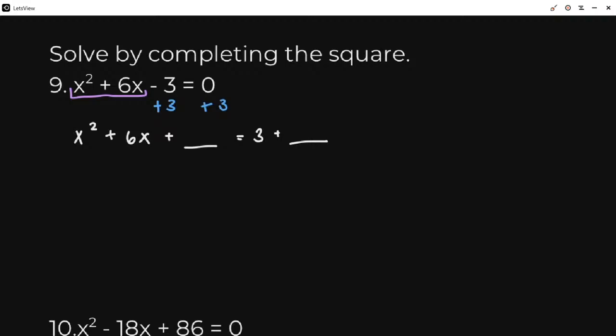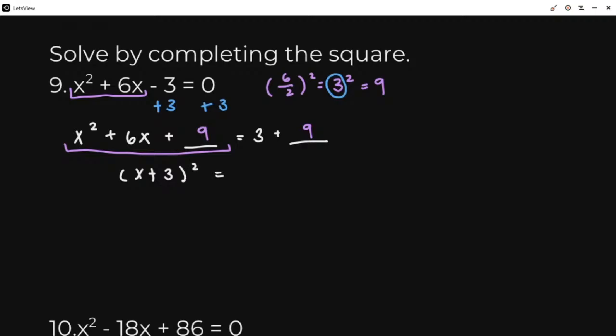So that's going to be b over 2 squared. So that's 3 squared, which is 9. So I'm going to add 9 to both sides. And then this part here is a perfect square trinomial. And when we factor this, it'll always match whatever we got here. So this would be x plus 3 squared. And that'll be equal to 3 plus 9, which is 12. So this number will always match this number here.